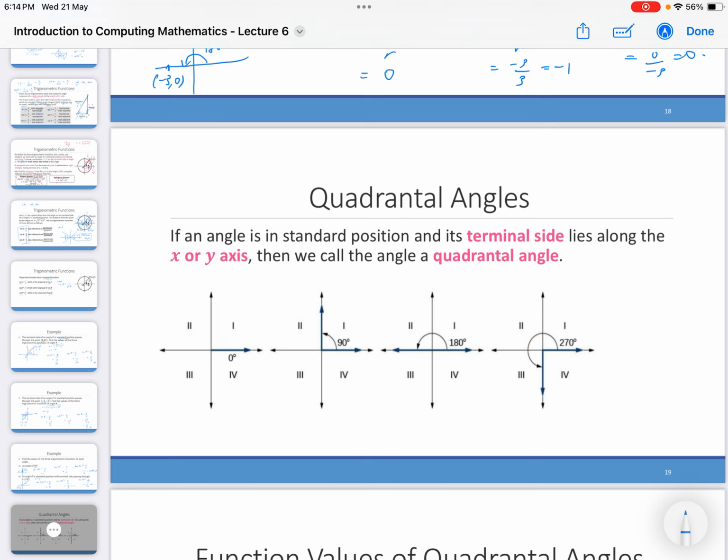Okay, if an angle is in standard position and its terminal side lies along the x or y axis, then we call the angle a quadrantal angle. For example, this one is on the positive x-axis, so this one is the 0 angle. This one, the terminal side lies on the positive y-axis, so this one is 90 degrees. This one, the terminal side lies on the negative x-axis, so this one is 180, and this one is 270. And the last one is 360 degrees.